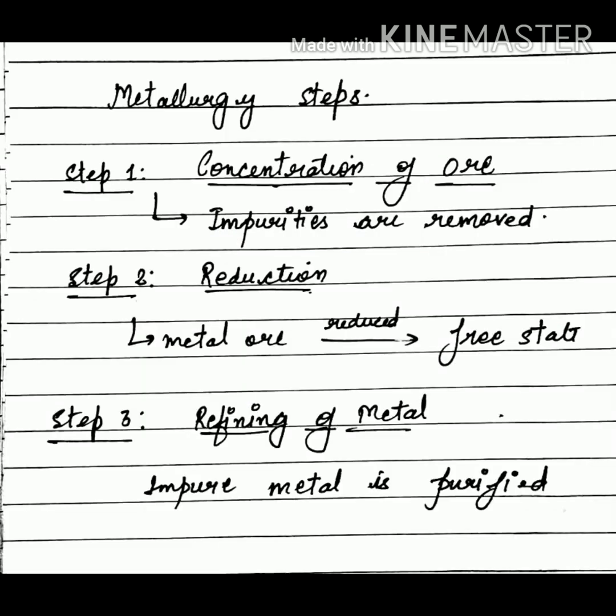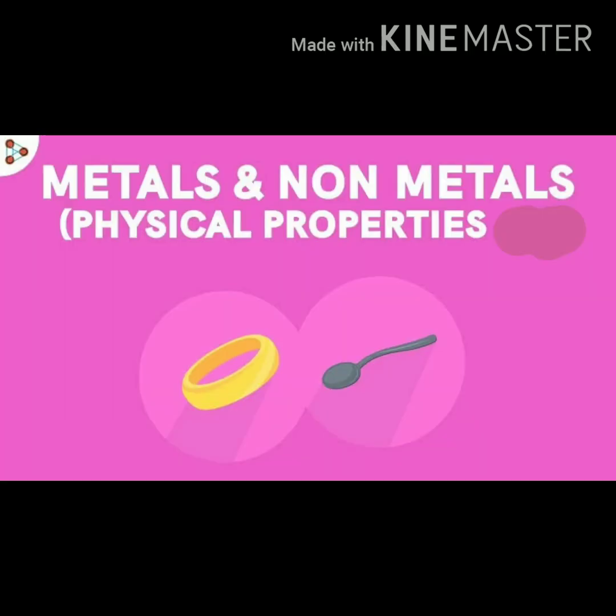extracted in 3 steps. The first step is concentration of ore, in which impurities are removed. The second step is reduction, in which the metal ore is reduced into a free state, and the third step is refining of metal, in which impure metal is purified. So, the next topic we are going to discuss is the physical properties of metals and non-metals.